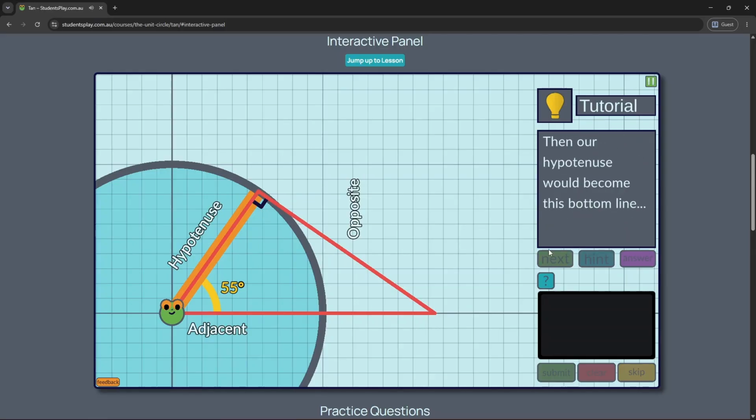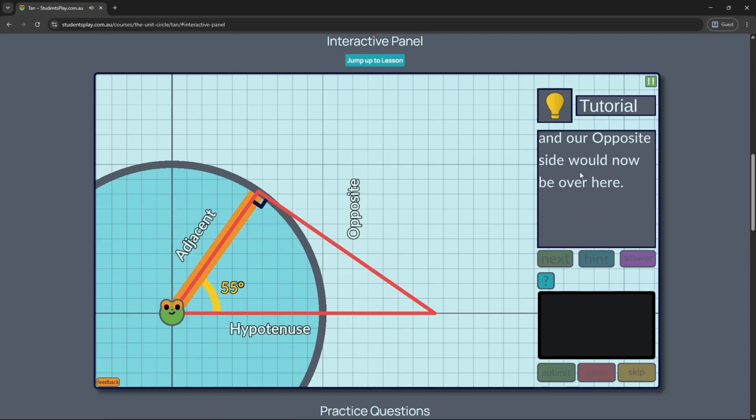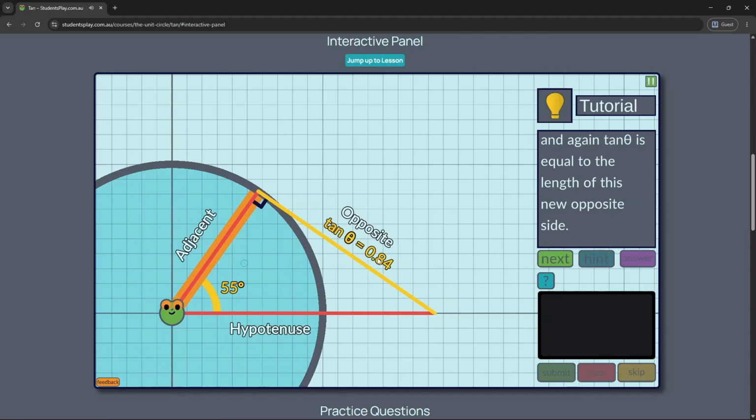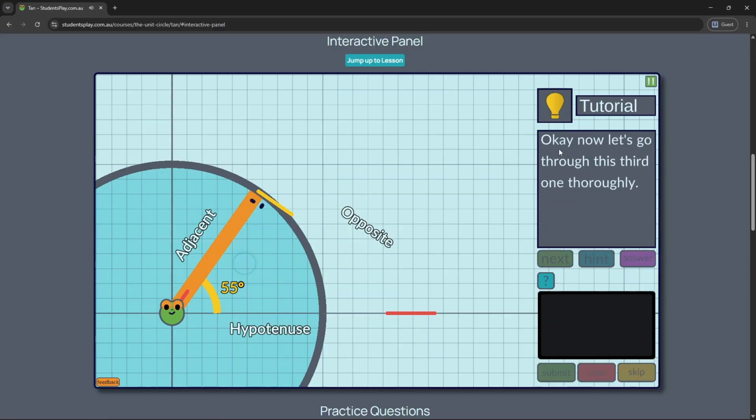But what does this change? Our hypotenuse becomes this bottom line because the hypotenuse is opposite the right angle. So now the hypotenuse is down there. And our adjacent would be where the hypotenuse was, so that moves up to there. And our opposite side would be over here. And again, tan theta is equal to the length of this new opposite side. And obviously that should say 1.43 as well. Yeah, cool.